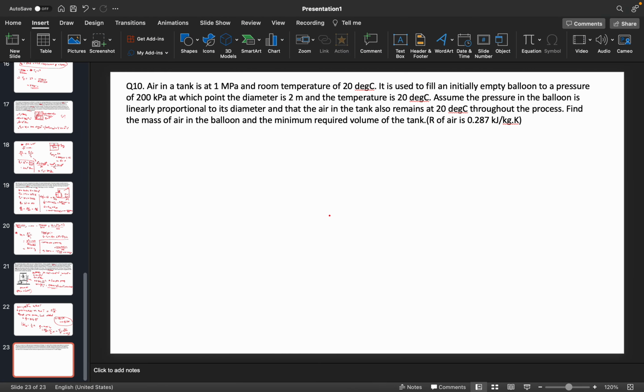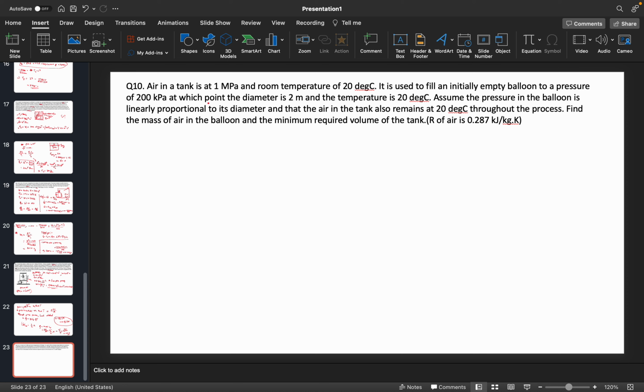Yeah, so air in a tank is at 1 megapascal and room temperature, 20 degrees Celsius. It is used to fill an initially empty balloon to a pressure of 200 kilopascal, at which the diameter of the balloon will become 2 meter and the temperature will also be 20 degrees Celsius. That means the inflation of the balloon is a constant temperature process, and the temperature is not at all changing.